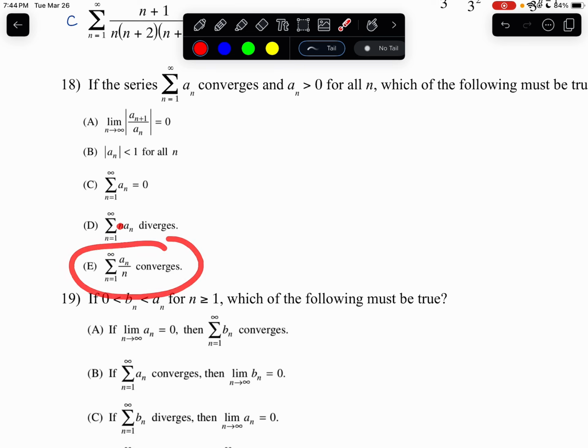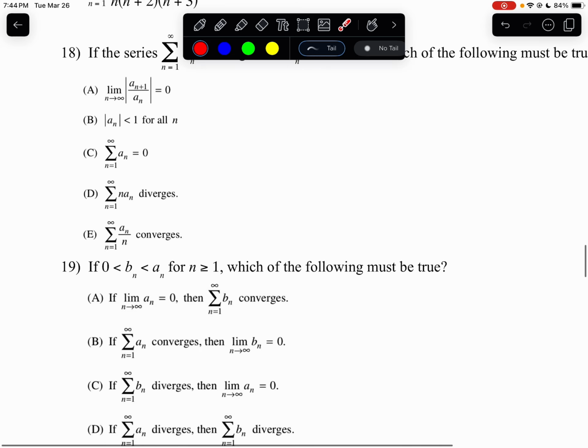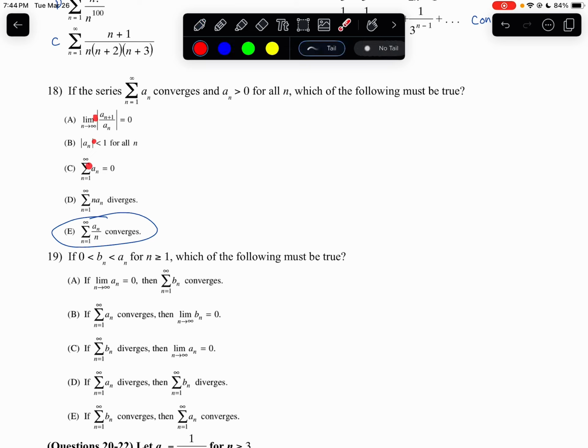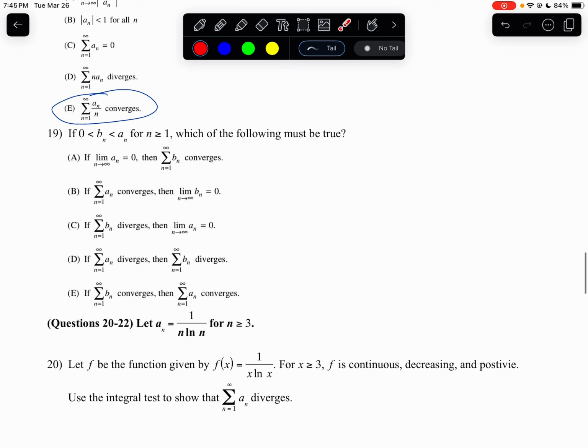But this one I know for sure would have to converge, because if the series of a sub n converges, and if I'm dividing each term of a sub n by n, making each term smaller, then definitely that one would have to converge for sure. So I'd say E makes the most sense here. A lot of these ones don't make a lot of sense because it's trying to assume something, which we can't say for sure on all of those. So yeah, I'd go with E.